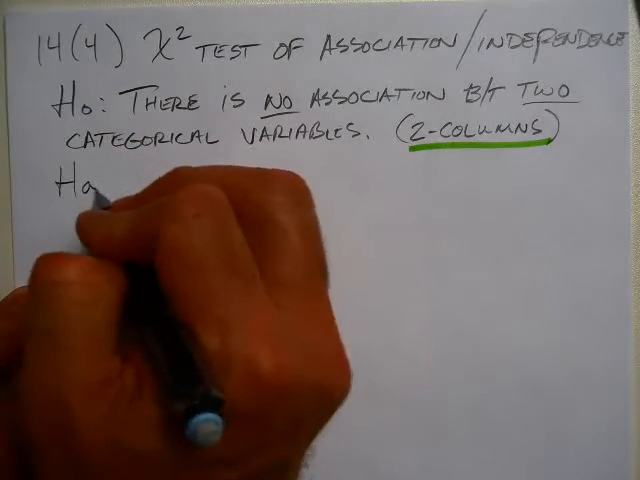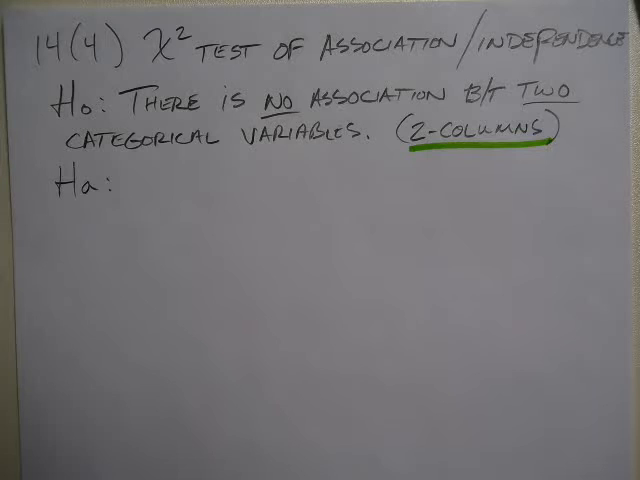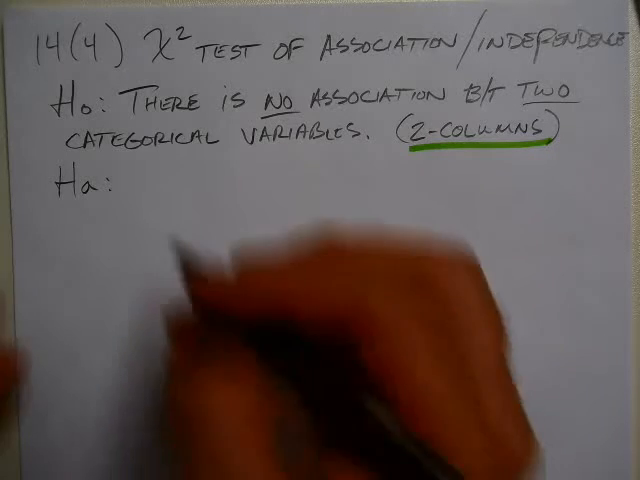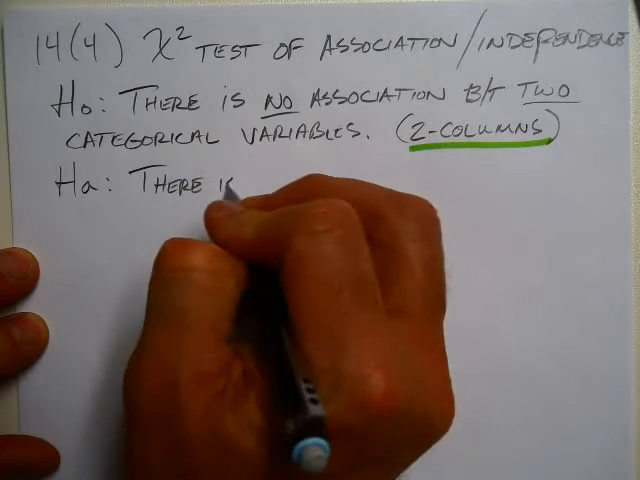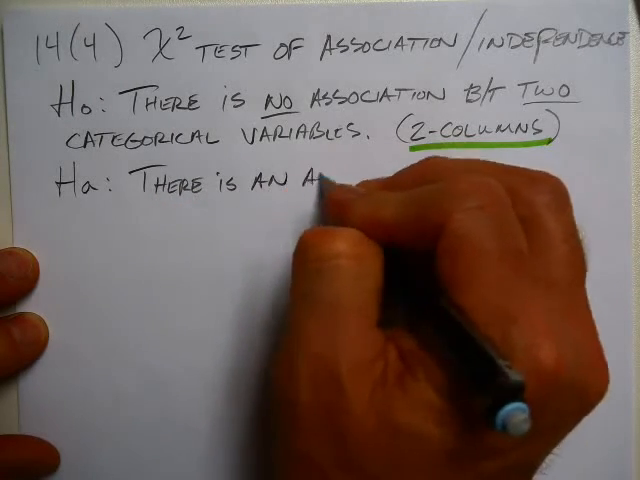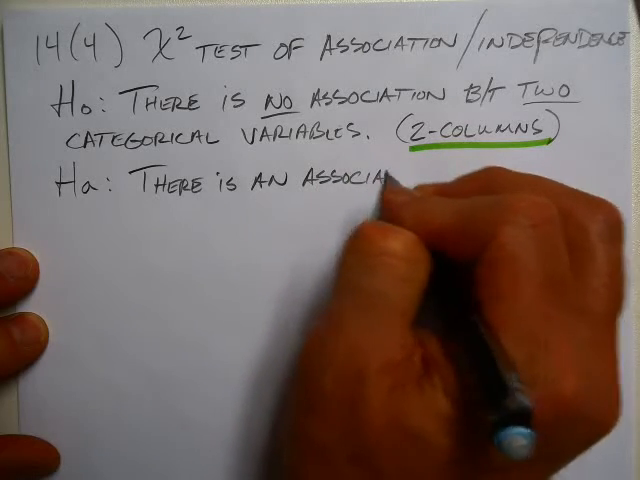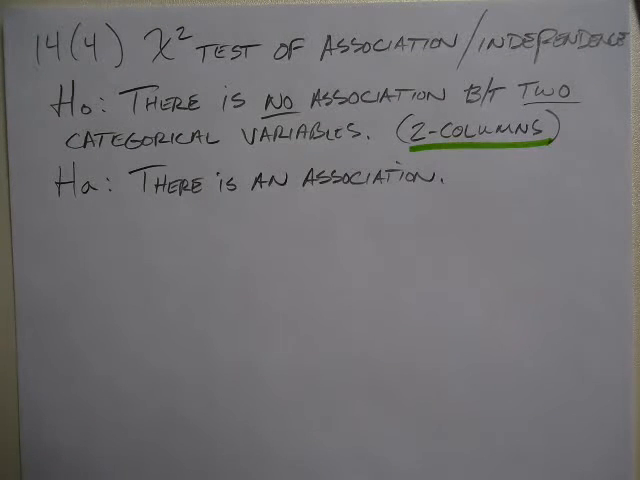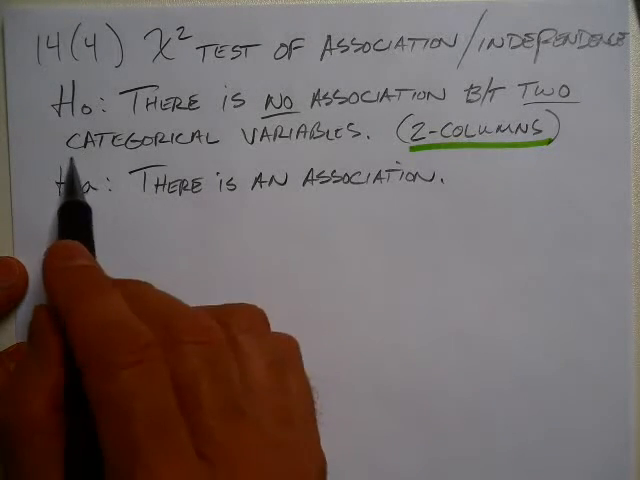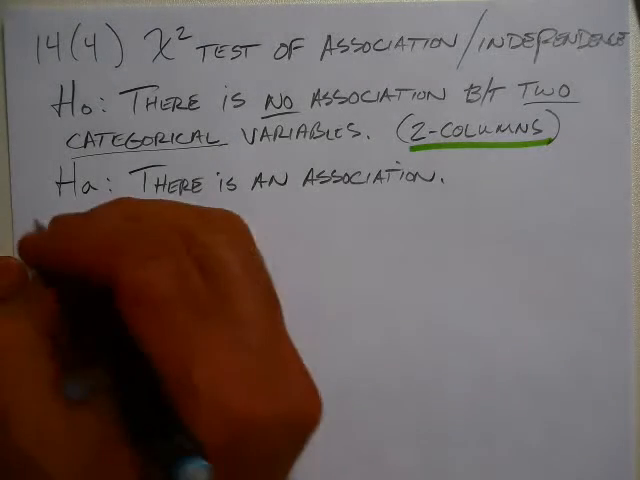So that's an important distinction of this. If the null hypothesis is that there is no association, what must the alternative be? There is an association. That's exactly right. So it's kind of backwards. It's just a little bit different way of thinking about it because we have the categorical situation here.